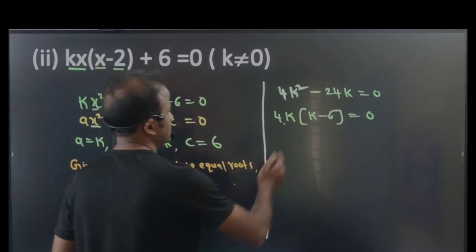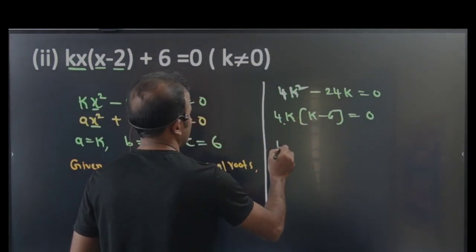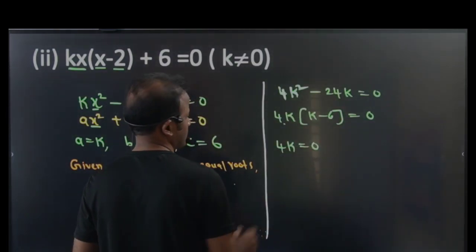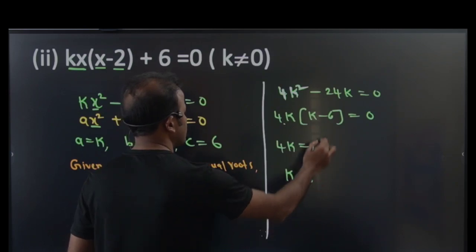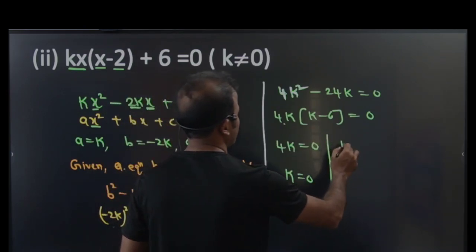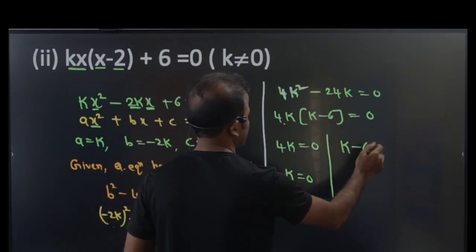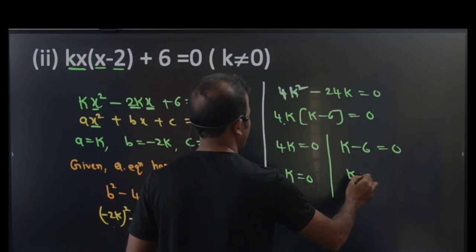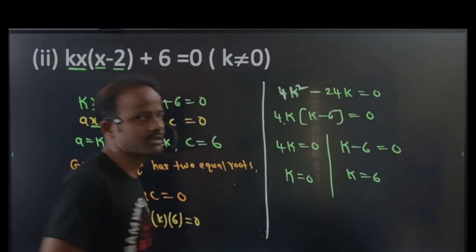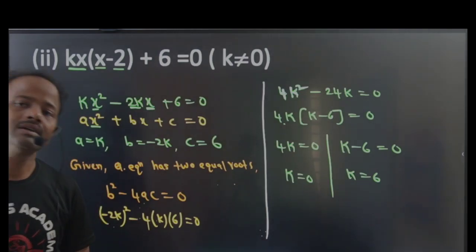Now what you have to do, here we have the two terms, right? Now you take the first term and make it equal to 0. Here you will get k equal to 0. And the next, here another term is there, k minus 6 equal to 0, and k value is 6. That means here k equal to 0 or 6.